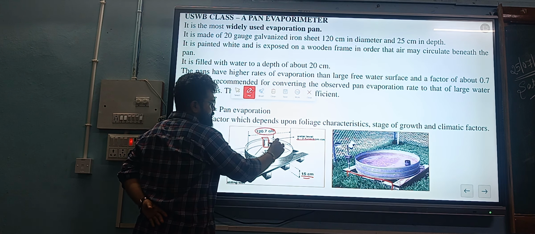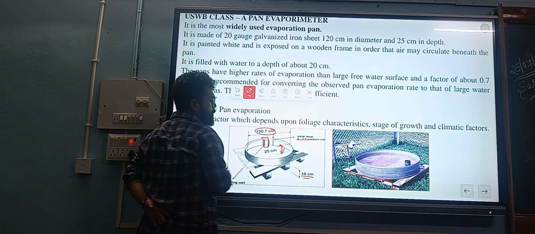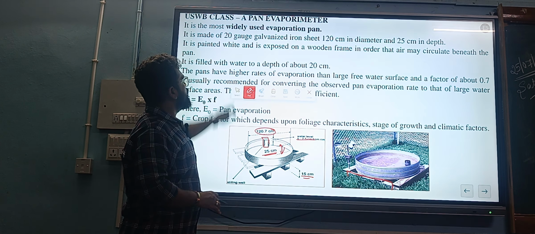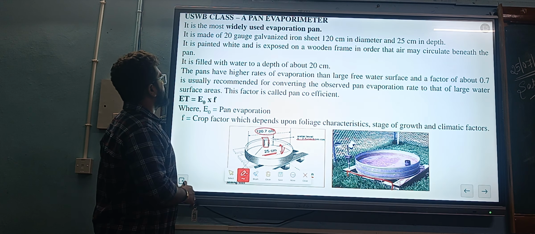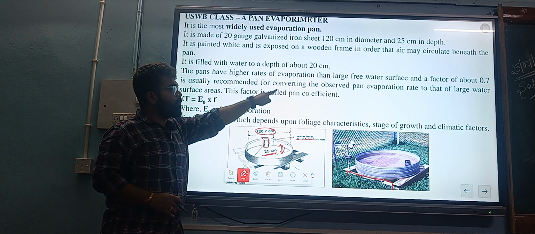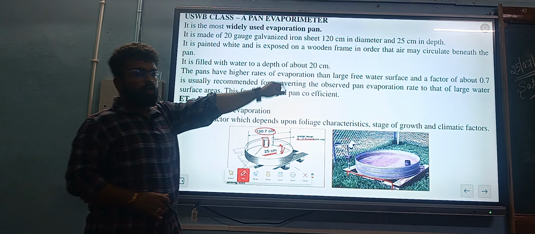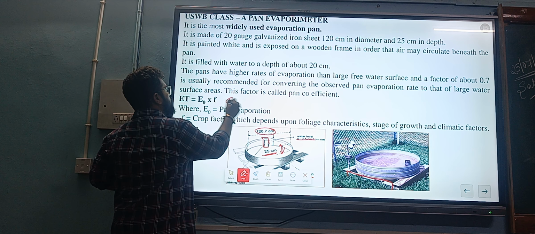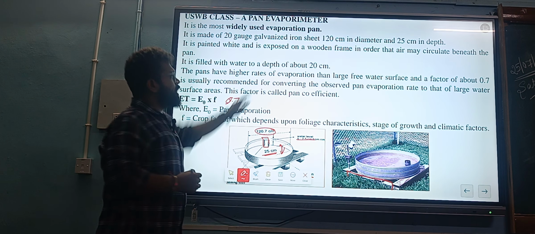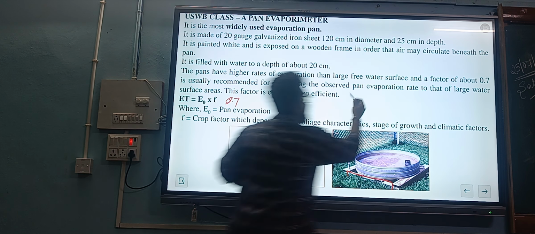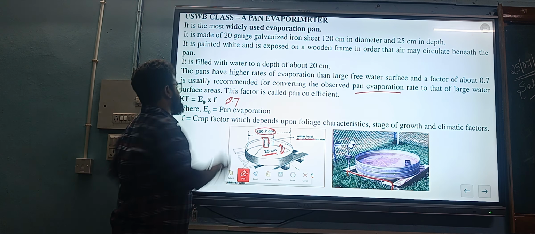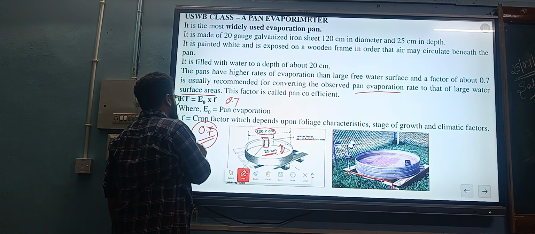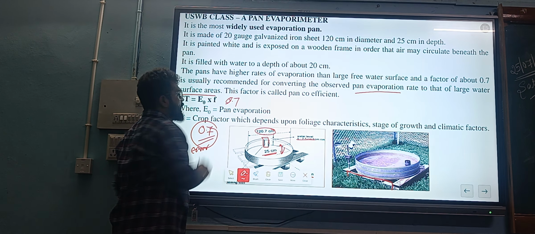The height of this cylinder, the USWB class A open pan evaporimeter, is 25 centimeter. So this is the USWB class A open pan evaporator. The pan has a higher rate of evaporation than a larger water surface, so we use a coefficient. 0.7 is generally used as a correction factor, converting the observed pan rate to large water areas. So you have to multiply with a factor of 0.7, in order to give a real-time value, overcoming the error on a larger area.